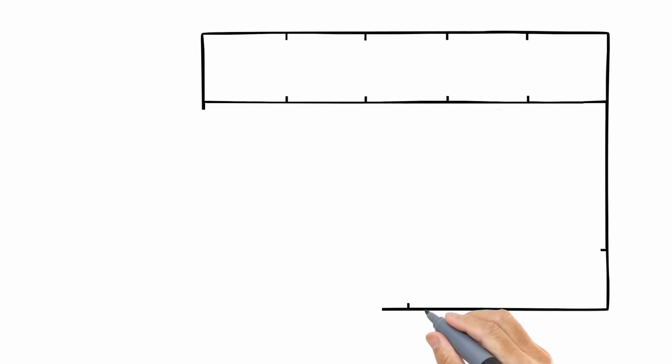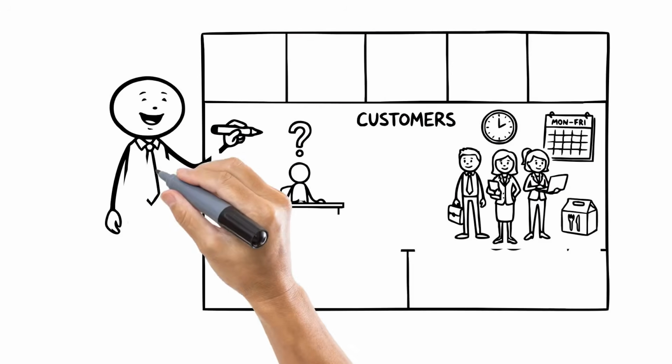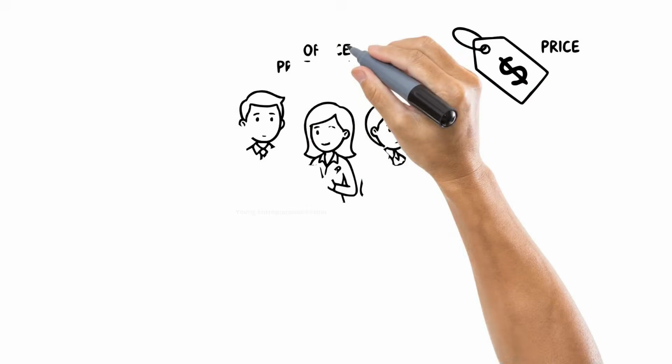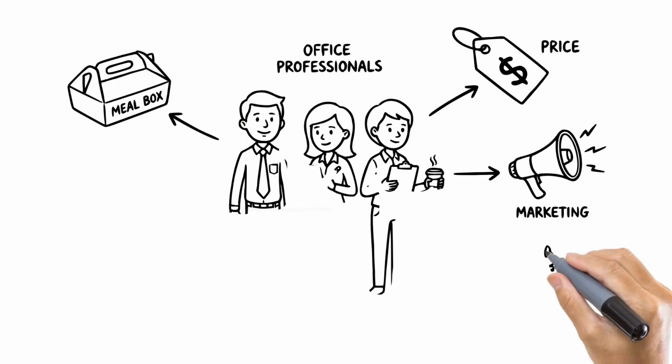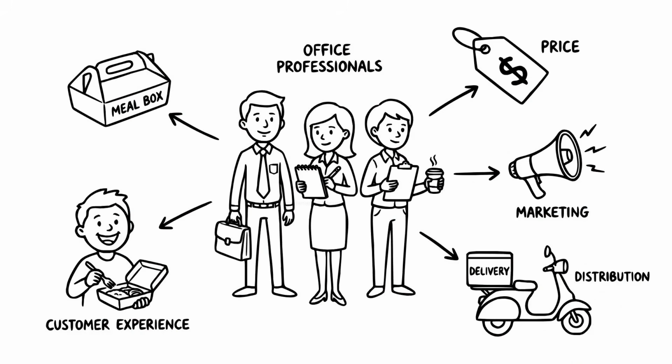Write your primary customer segment on the canvas using specific descriptions. Instead of writing professionals, you could write busy office professionals who need convenient weekday lunches. This immediately makes your target customer easier to understand. Once your customer segments are clear, every other part of the business model canvas becomes easier. Your product, pricing, marketing, distribution, and customer experience can now be designed around people you actually intend to serve.